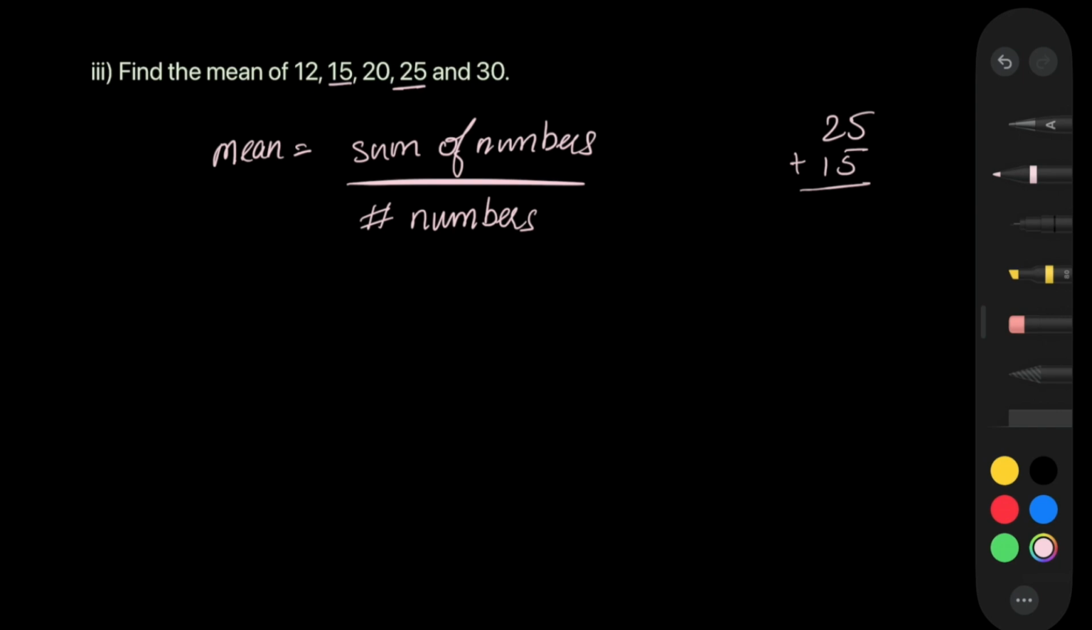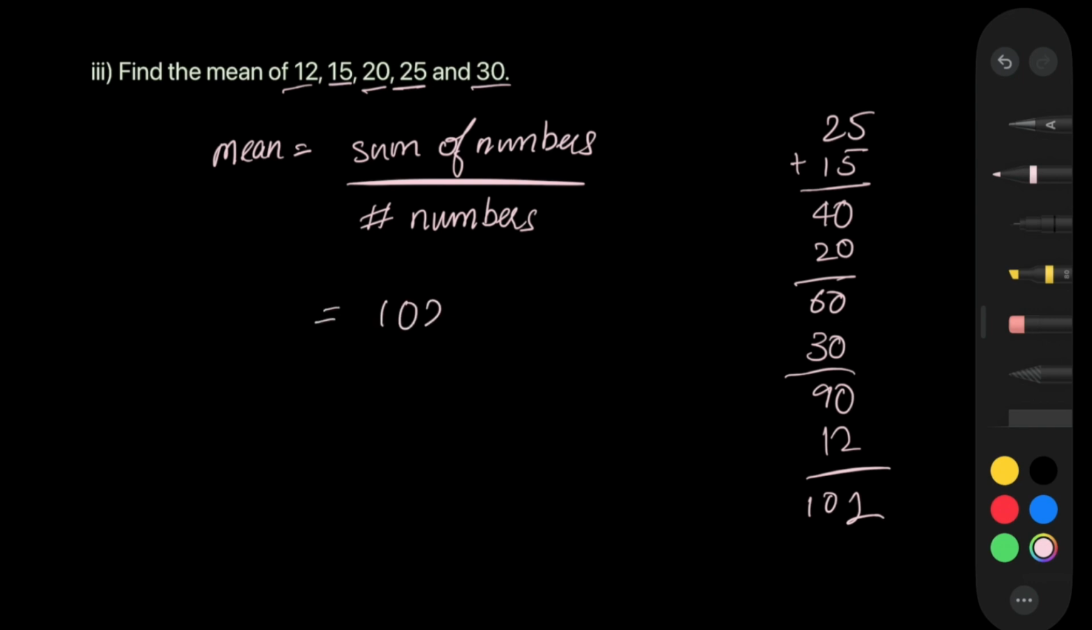So 25, to that we add 15, we get 40. To that we add 20, we get 60. To that we add 30, we get 90. And to that we add 12, we get 102. So the mean is 102 divided by 5.